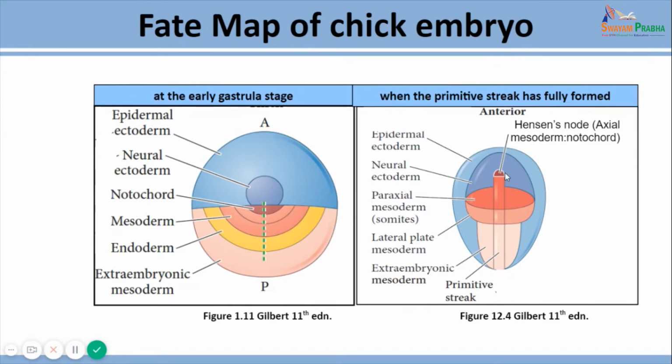Now, as we see, the cells from the anterior end of the streak, which is called Hensen's node, we will study Hensen's node in the subsequent slides. The anterior end of this streak forms the axial mesoderm, which gives rise to the notochord. Cells from lateral parts of the streak contribute to paraxial mesoderm, which forms somites, which are paired structures on both sides of the notochord. Further posteriorly, the cells make the lateral plate mesoderm and then the extraembryonic mesoderm.